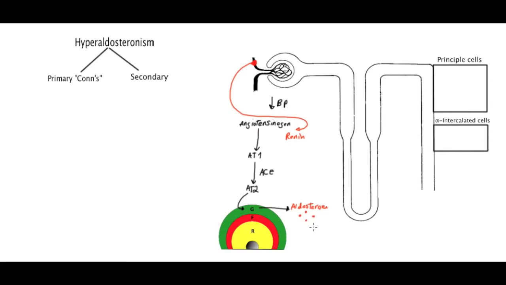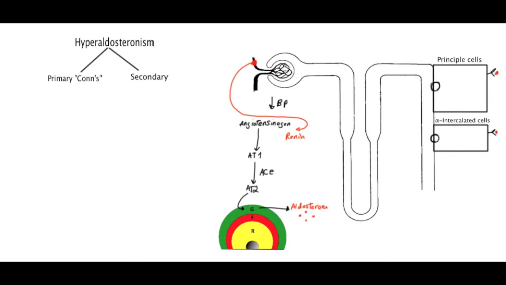Now once aldosterone is made, it's going to travel to distal convoluted tubules and the collecting ducts, and it's going to work on two different types of cells. It's going to work on the principal cells and alpha intercalated cells. So let's imagine this is our aldosterone binding to its receptors, and once it binds to these receptors, it's going to activate these pumps in these cells.